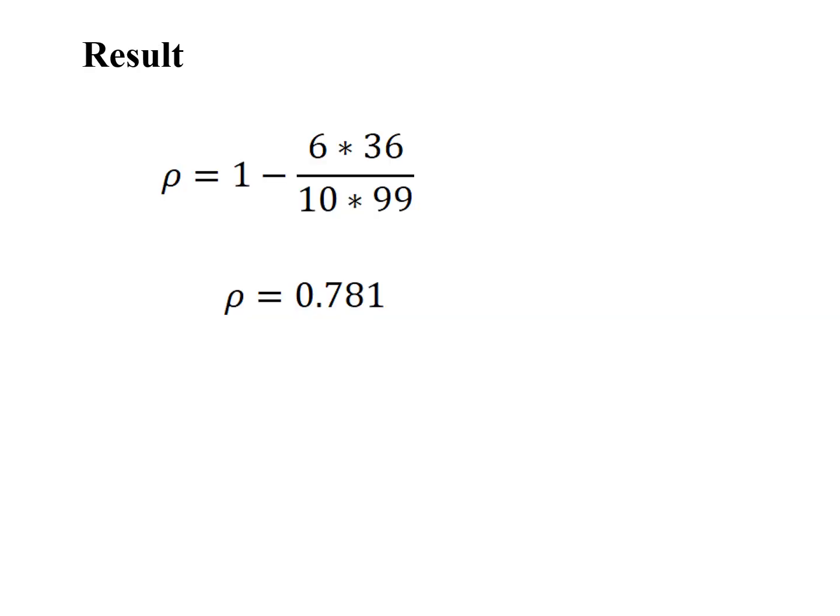Rho equal to 1 minus 6 into sum of d square, 36, divided by n, 10, into n square minus 1, 99. After the simplification we get rho equal to 0.781. So here also we get a positive correlation. Suppose if the result comes as a negative value, it is a negative correlation.